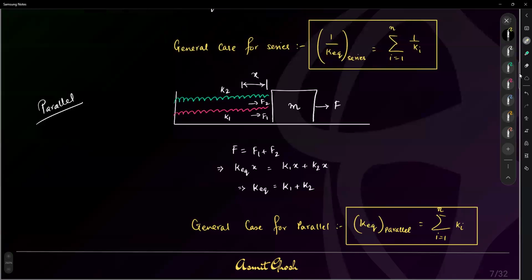Now, let us see a very particular case in this combination. A particular case of combination. You can take this as a sum, a question.